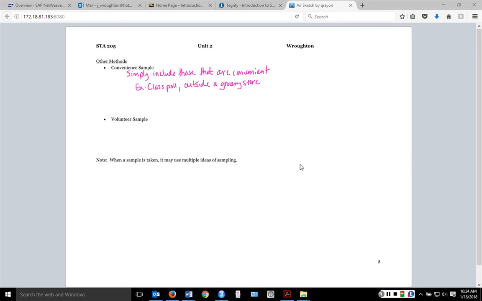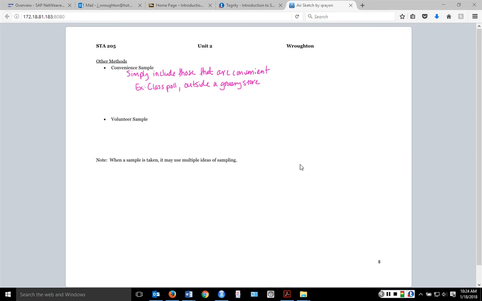But if instead I'm trying to ask, which grocery store are you most likely to shop at, if I'm standing outside a grocery store, they're probably most likely going to shop at that grocery store. Right? So that would not be a good way of doing it. So again, it really comes down to what you're measuring, is if your sample can be good.